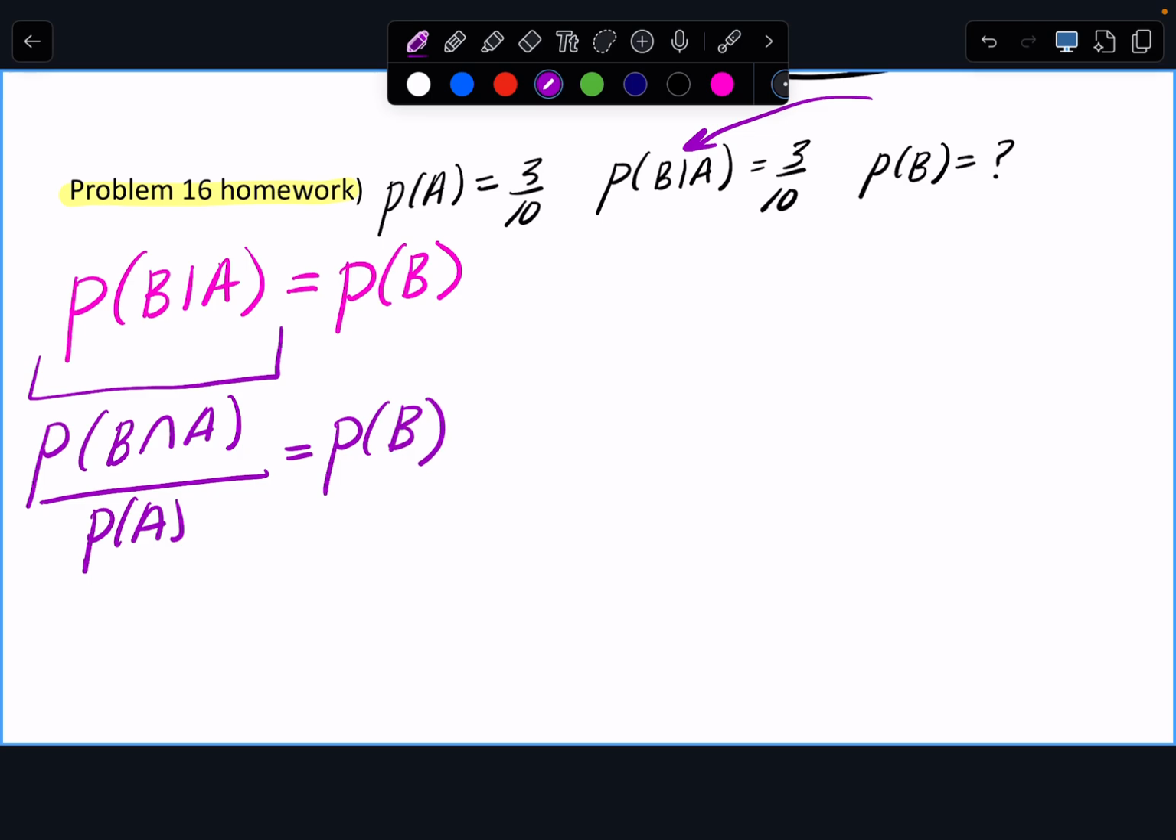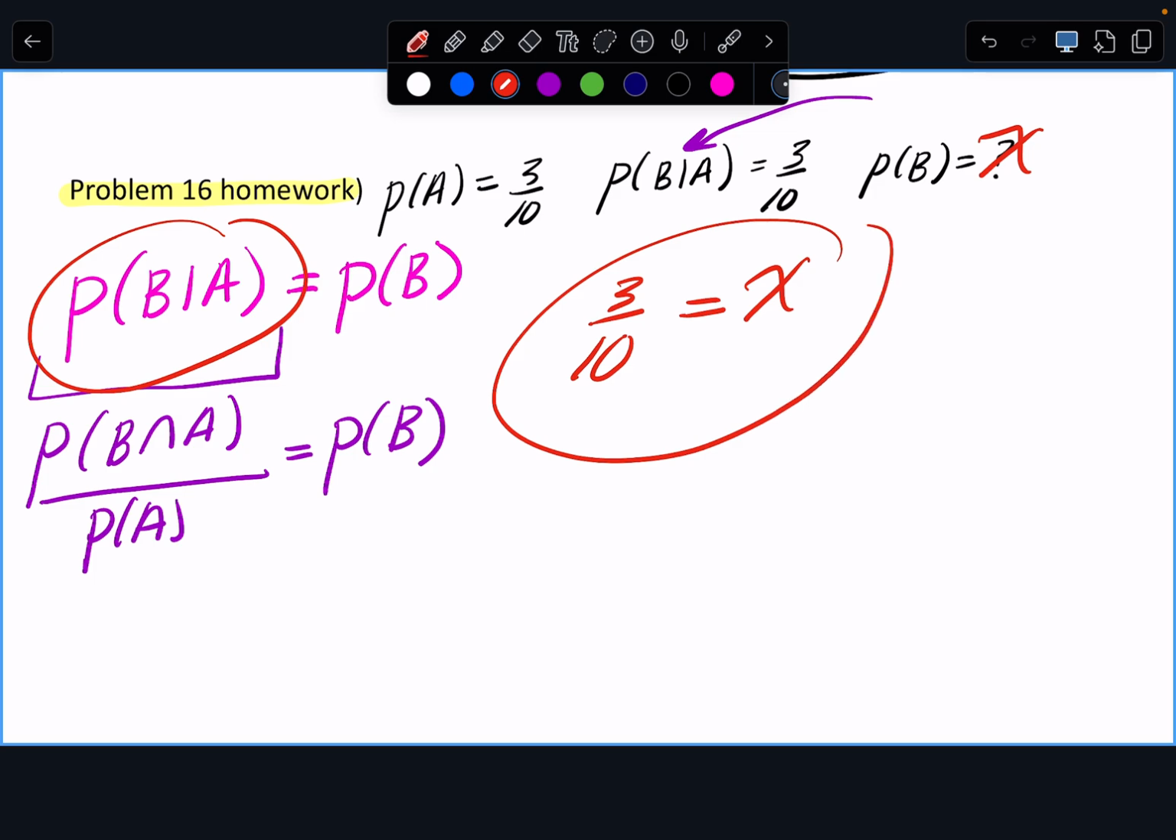So do we need the pink or purple formula? Pink. Okay, let's roll with pink. What's that? 3/10 equals X. Oh, okay. 3/10. Well, that was easy. We just put in what we know. This is a true statement and this is a true statement. We picked the easiest true statement, pink.